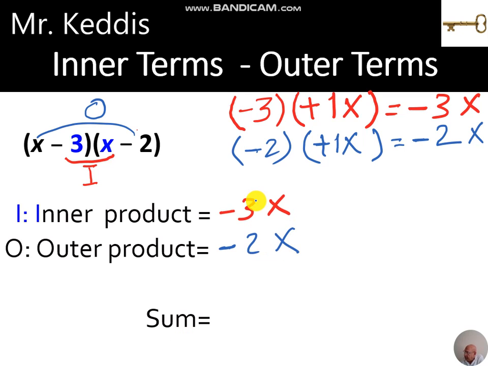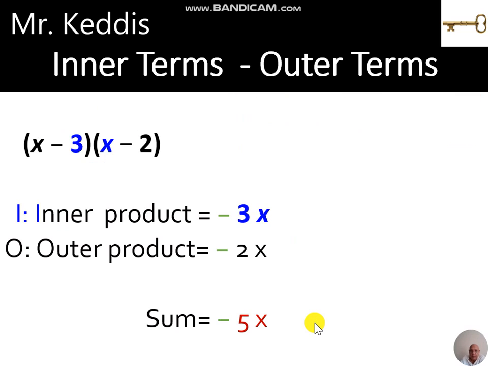Here, to find the sum means I'm going to add them. I have the same sign, it means the sign stays negative, it means I lost 3x and I lost 2x. I lost $3 and I lost $2. I add them, it means I lost $5. Please pause and take notes.